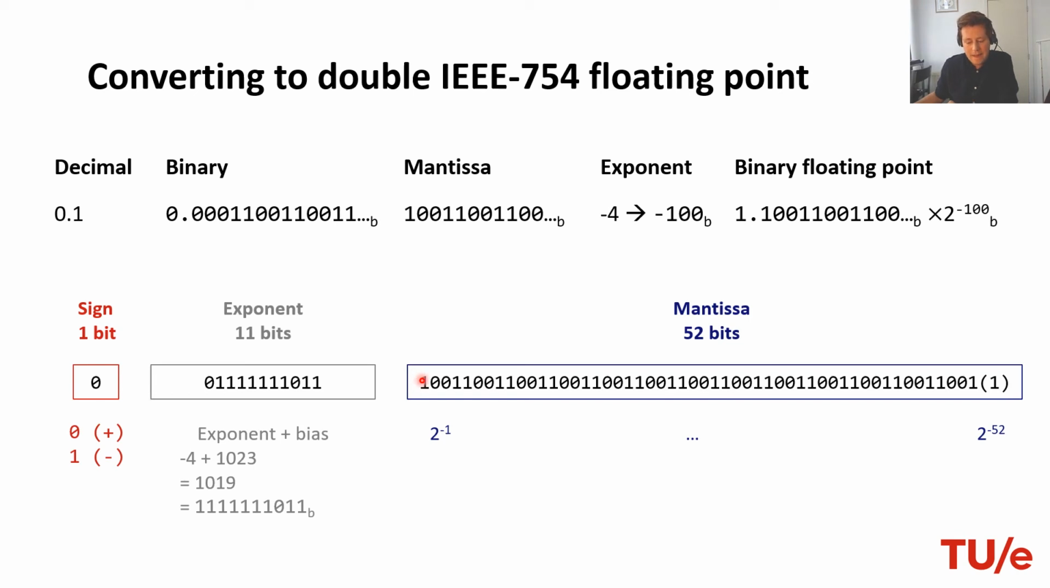However, we only have 52 bits available for storing the mantissa. So if we try to do this, this is exactly 52 bits. Then we can only go up to this one over here, and we cannot store this one or any of the trailing zeros and ones that come after it. So we have to somehow get rid of all these trailing numbers after this one.